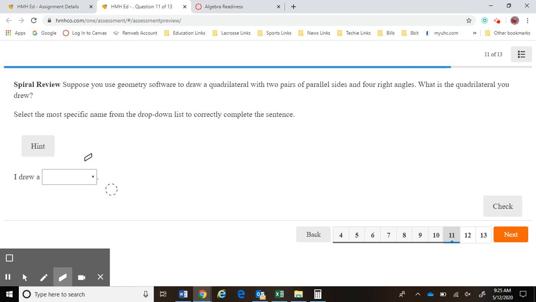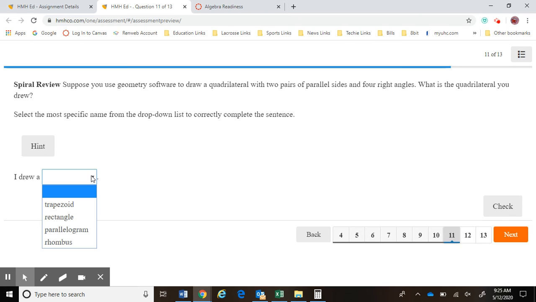All right, just a little review. Suppose you use geometry software to draw a quadrilateral with 2 pairs of parallel sides and 4 right angles. What's the quadrilateral that you drew? Parallel sides mean they never touch, and 4 right angles. At this point, it gives you 2 possible answers. But the answer that you're going to see here is going to be a rectangle.